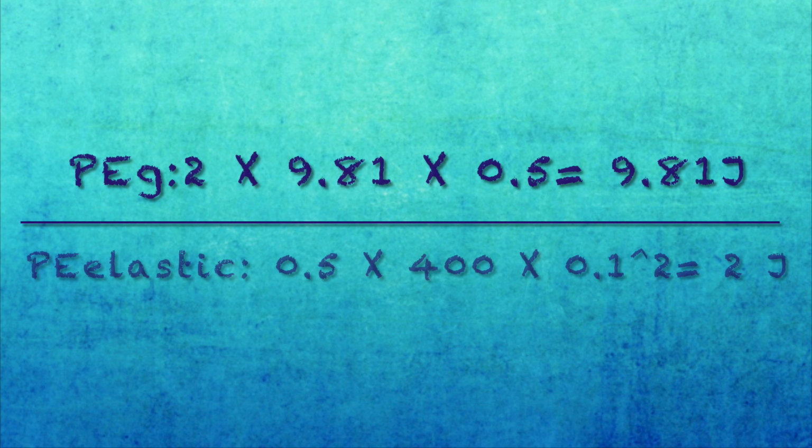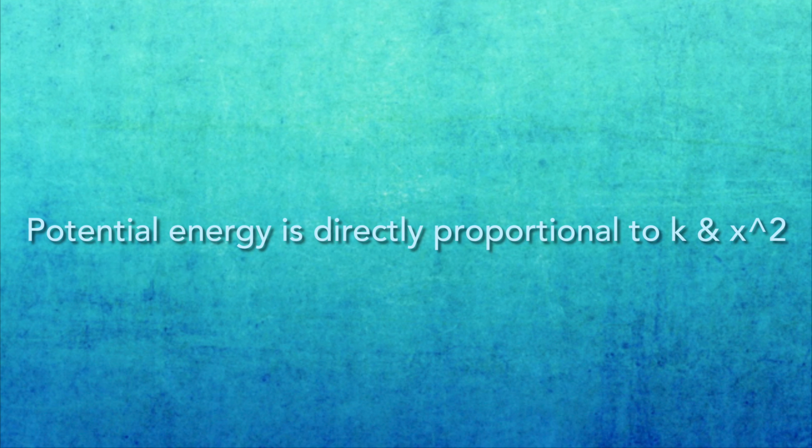Before calculating, be sure that everything is in SI units. Question 1 asks to find the gravitational potential energy, so we need to use mgh. Question 2 wants us to find the PE elastic, which is 0.5 times 400 times 0.1 squared equals 2 joules. Potential energy is directly proportional to k and x squared.